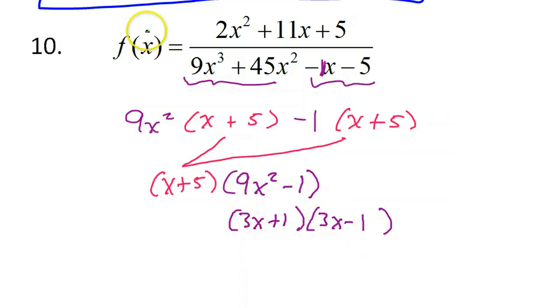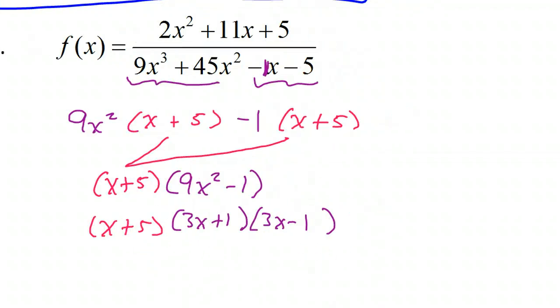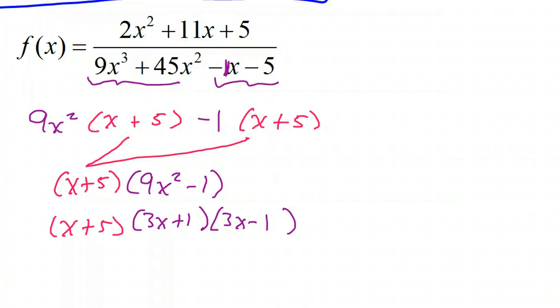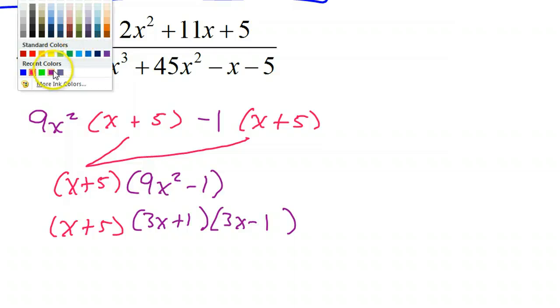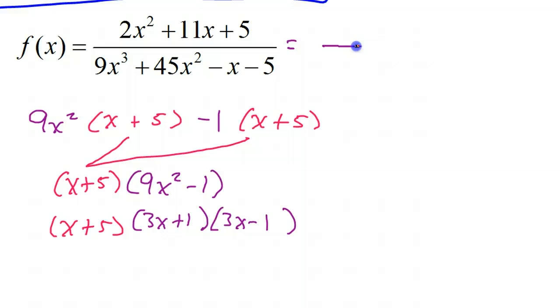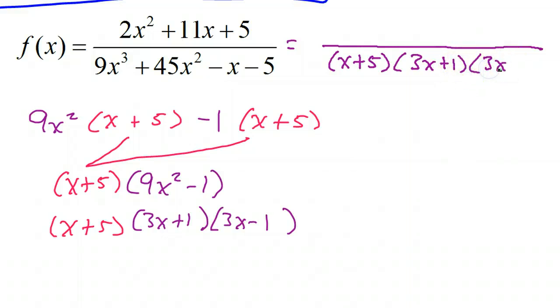This factors further. So we have now factored this all the way down. We are just that incredibly smart. Nothing can stop us. So let's copy all this goodness over. We are in the factoring business. So the denominator has become x plus 5 times 3x plus 1 times 3x minus 1. There's your denominator. Now, the numerator.